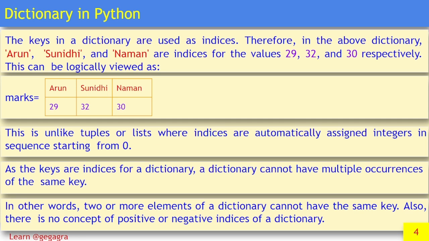Also, there is no concept of positive or negative indices of a dictionary, as we have seen in the list or tuples. So in list, when we move left to right, the indices are positive 0, 1, 2, 3 and so on, and when we move right to left, the indices are negative.